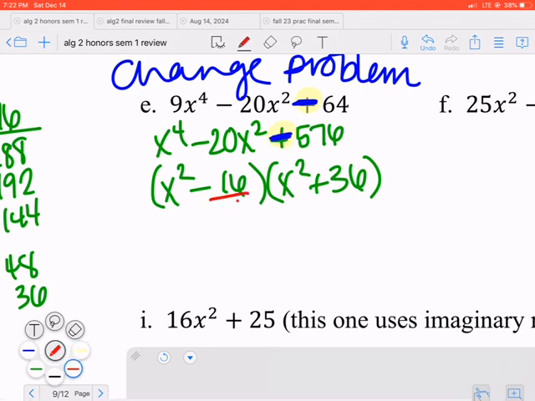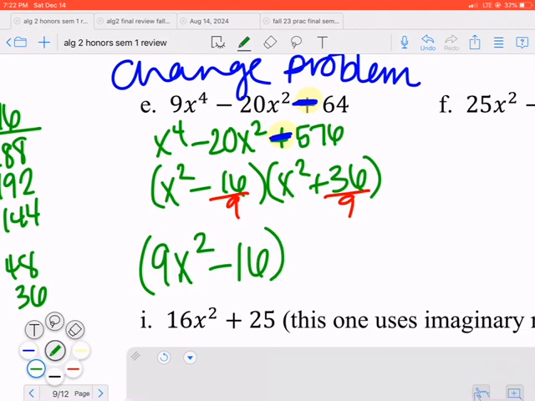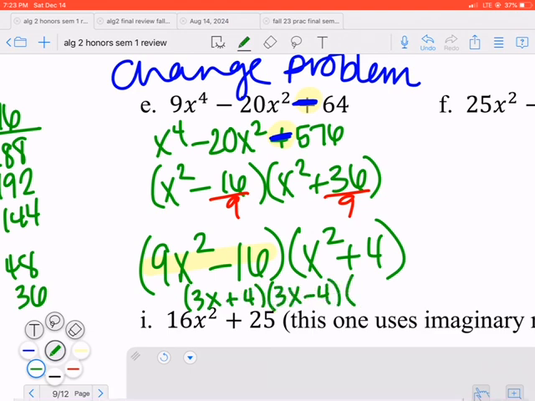But the 9 that we divided, remember you have to put it back in as a fraction there. And then you reduce the fractions if you can. 16 and 9 don't have any common factors. So that one is 9x squared minus 16. And I really messed up on that problem. I'm looking at the solutions again. And that's x squared, 36 over 9 is 4. And this one would be difference of squares: 3x plus 4, 3x minus 4, times x squared plus 4, which is a plus, so that's not a difference of squares.